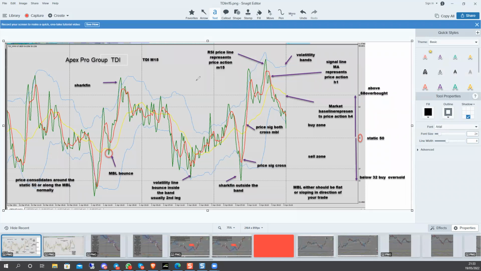And what we can see here is an enlarged version of the TDI on the M15. Now the TDI is made up of several components, and it's also known as the trader's buddy. It's almost like a multi time frame indicator that can be used to read the market sentiment from one time frame almost. So it's made up of a few components.